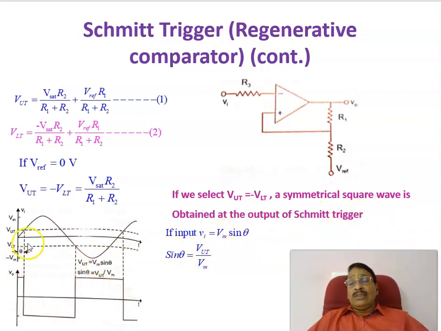Now, in order to find the instant at which this transition takes place, that is the instant at which this point is equal to Vm sin theta. This happens when Vm sin theta equals the upper threshold voltage VUT, or sin theta equal to VUT divided by Vm, or theta equal to sin inverse of VUT divided by Vm. At this angle theta the transition takes place from plus Vsat to minus Vsat. Therefore, theta equals sin inverse of VUT divided by Vm.